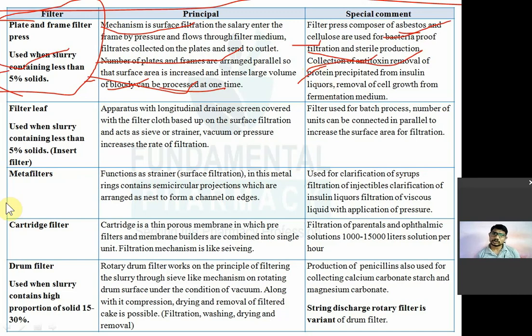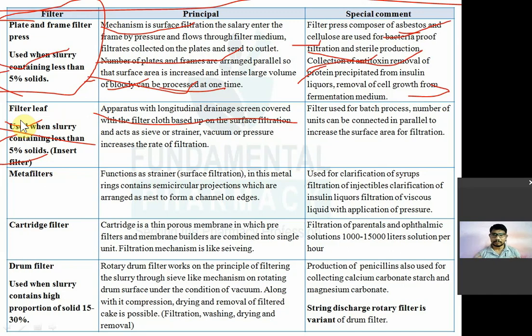Next one is the metal filters. They act as a strainer, also based upon surface filtration. In this, metal discs contain semicircular portions which are arranged as a nest to form a channel on the edge. You will understand this later when I show the images. Now remember, metal filters are used for clarification of syrup, filtration of injectables, clarification of insulin liquor, and filtration of viscous liquid by application of pressure.